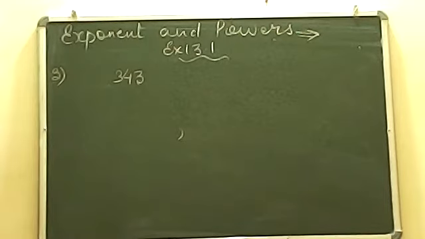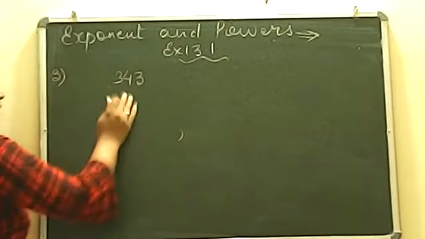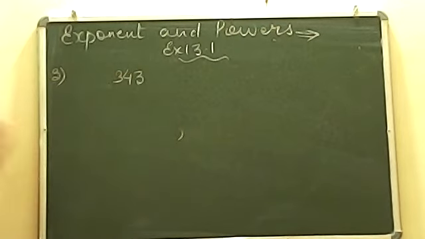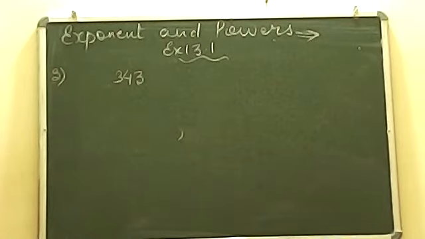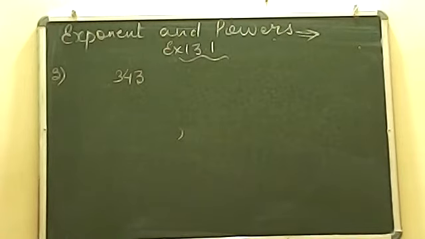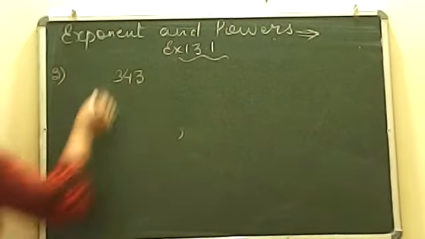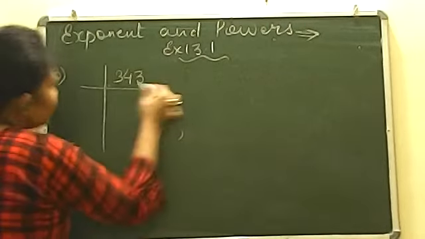What will you do, beta? Simply remember, any number can be written in the form of exponent by the method of prime factorization, because prime factorization is a method which break the number into its product form. ठीक है, product form in the form of prime numbers. So simply just have a prime factorization of it.